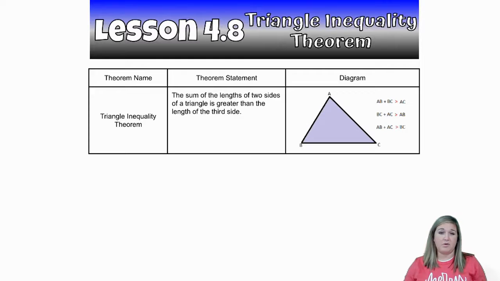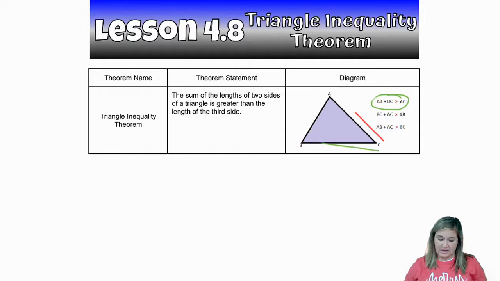And remember that it's a sum. It's not just one side. So two sides added together have to be greater than that other side length. As you'll see in this diagram here, AB and BC have to be greater than just AC. So whatever those two numbers added together have to be bigger than AC. If not, it's not a triangle. It's not going to make a triangle.